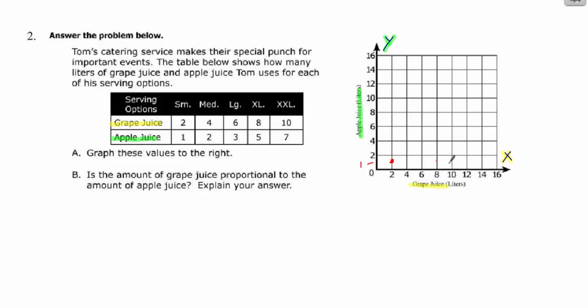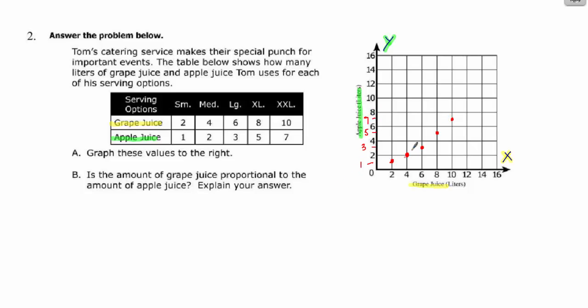For a medium, 4 grape juice to 2 apple juice. For a large, 6 to 3. Again, if we look across, we know there's a 3 right there. For an extra large, 8 to 5. There's a 5 right there. And for a double XL, 10 to 7. I just put that in the wrong spot. 10 to 7 right here.